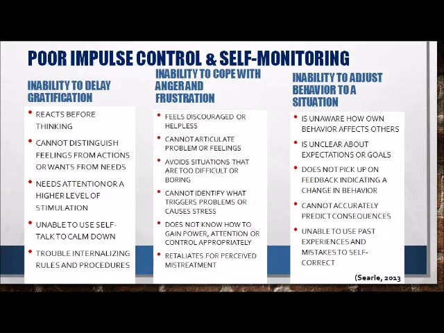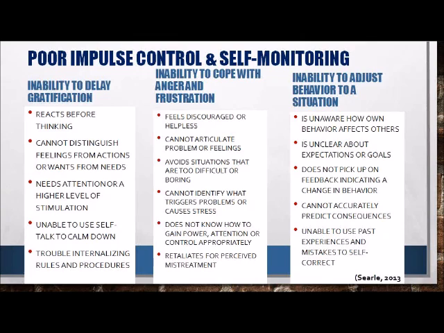Sometimes kids like that feel discouraged or helpless, like they're not learning from their errors or their mistakes, and they can't figure out how to fix them or make things better, so they feel like it's hopeless. Trouble articulating their feelings, avoid situations that are too difficult or boring, can't identify what triggers or causes the stress, does not know how to gain power or gain attention appropriately. Melissa shows some of that. Retaliates for perceived mistreatment. Derek shows some of that.